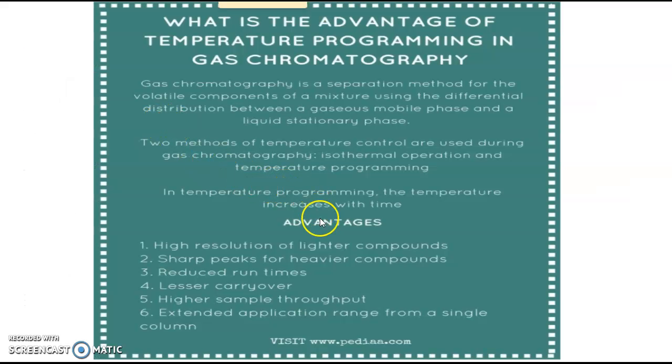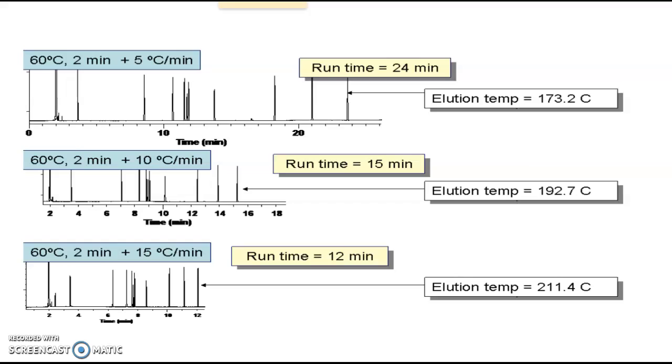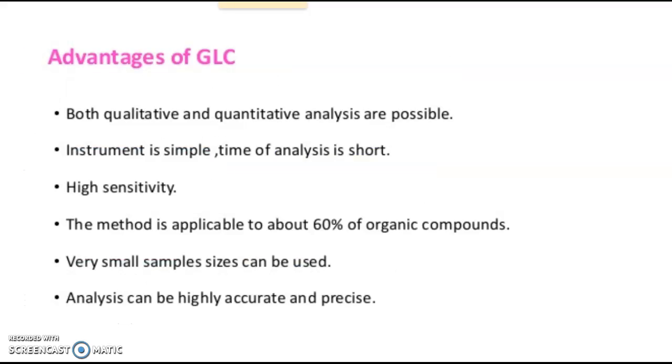These are the advantages: high resolution of lighter components, sharp peaks, reduced run times, lesser carryover, high sample throughput, and an extended application range from a single column. So these are the advantages of temperature programming in gas chromatography. Next one is the advantages of GLC, both qualitative and quantitative.